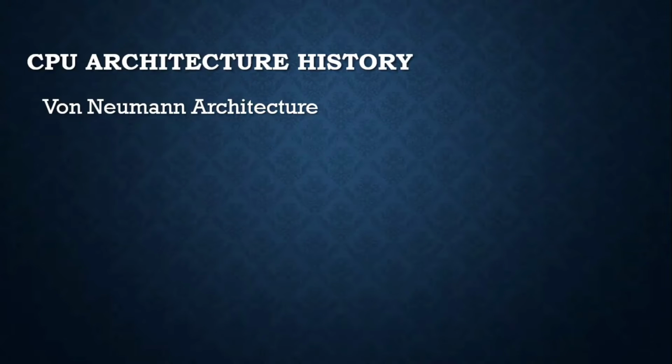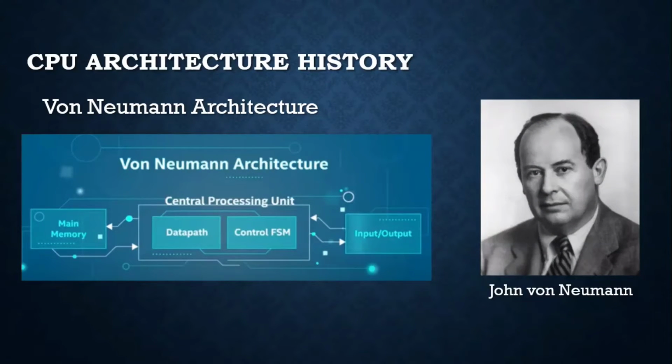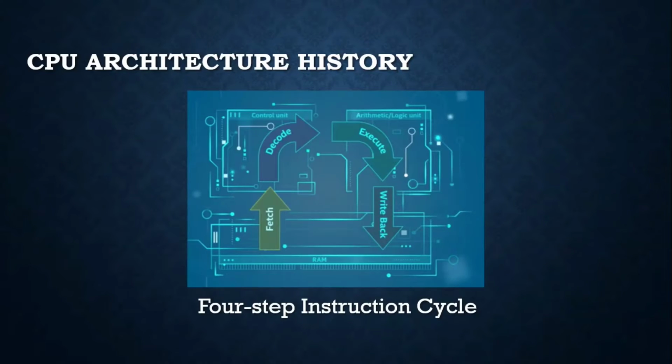Next is the von Neumann Architecture. Von Neumann Architecture was first published by John von Neumann in 1945. John von Neumann popularized a new kind of architecture which consists of the main memory, a central processing unit, and a set of input or output interfaces. It also introduced the four-step instruction cycle.